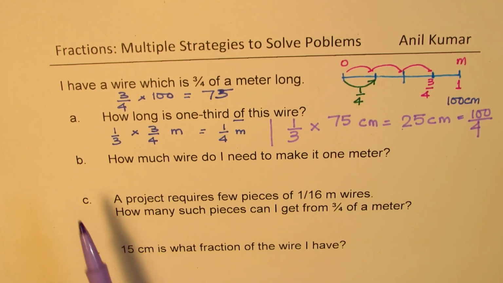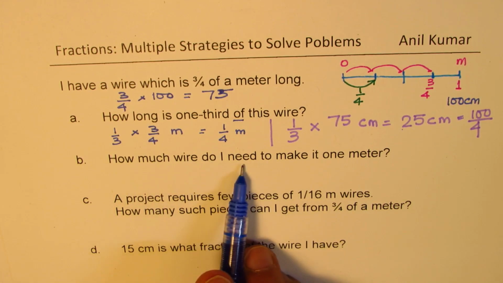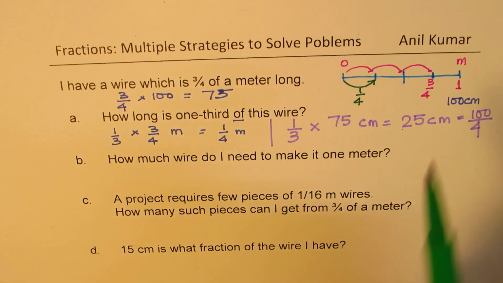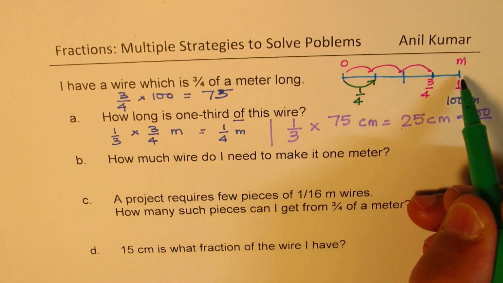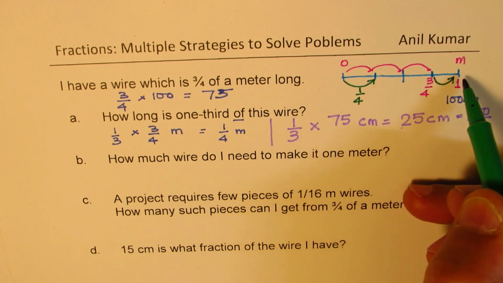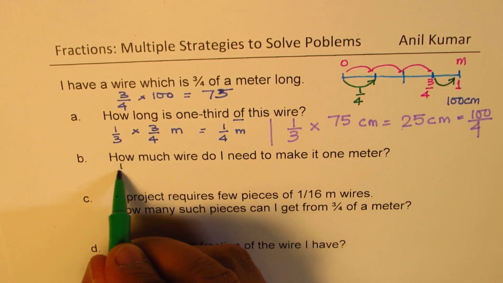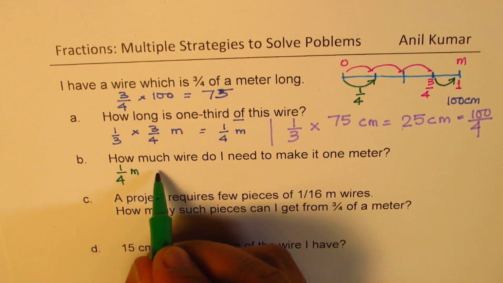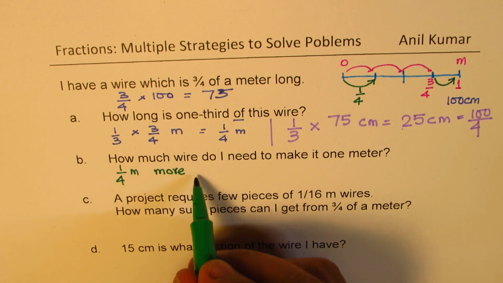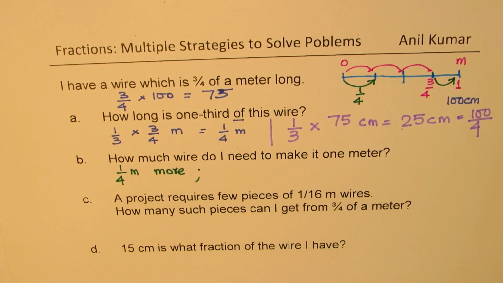Now let's look into part B, which is how much wire do I need to make it 1 meter? Well, now it's very clear. We have 3/4. We want to make it 1 meter. I need 1/4 more, right? So we need 1/4 of a meter more to make it a meter, right? So that is one way of doing it.